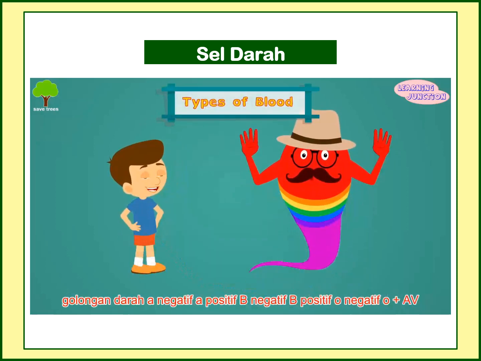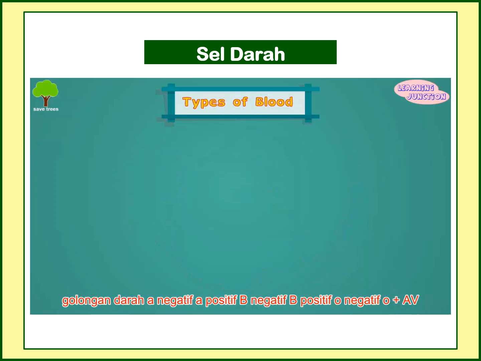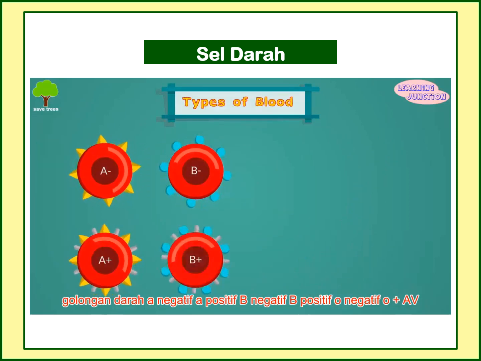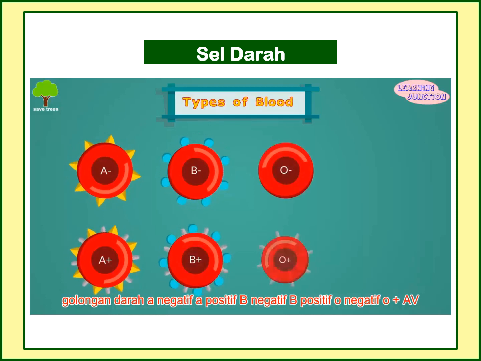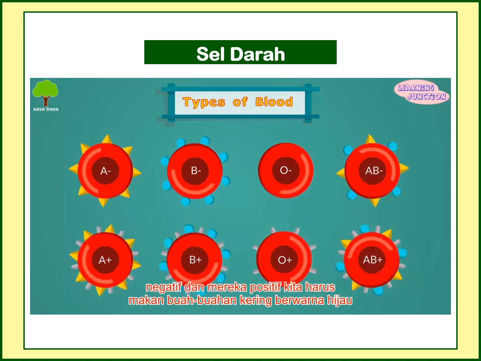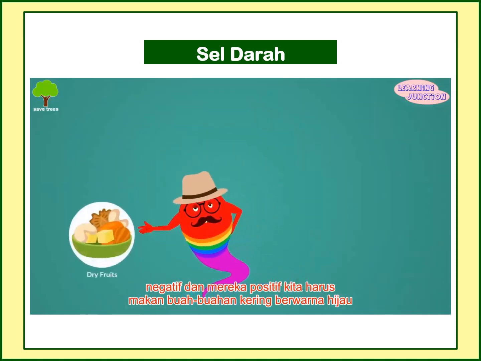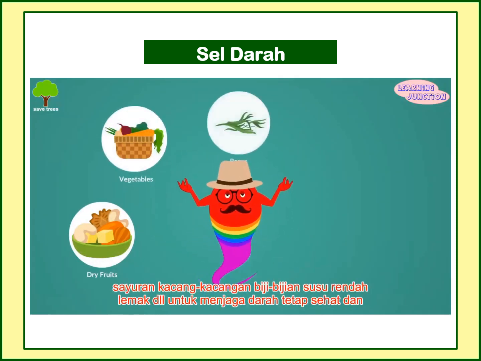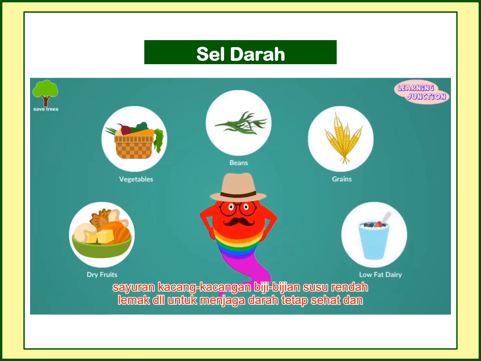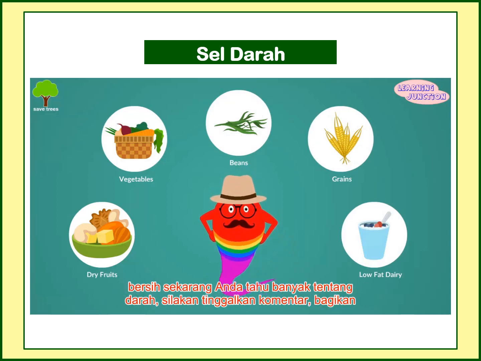There are 8 blood types: A negative, A positive, B negative, B positive, O negative, O positive, AB negative, and AB positive. We should eat dried fruits, green vegetables, beans, whole grains, low-fat dairy, etc. to keep the blood healthy and clean.